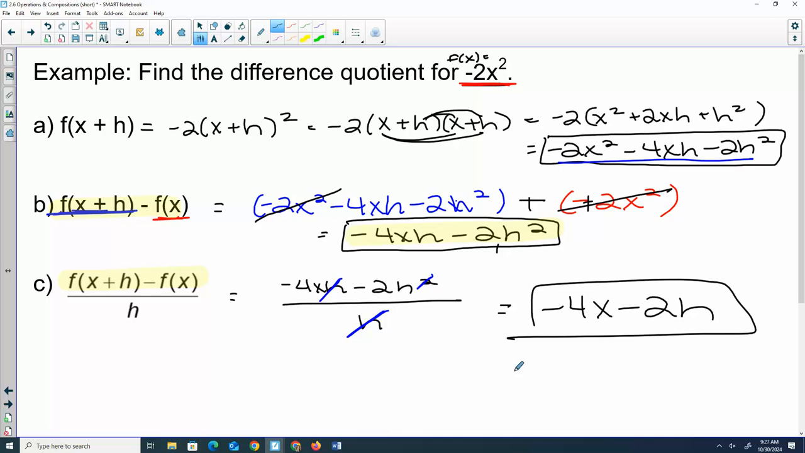Alright, so it's using functions, and basically your answer to the previous part is where you begin on the next part. Questions there?